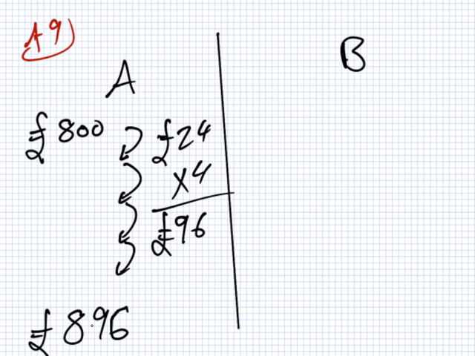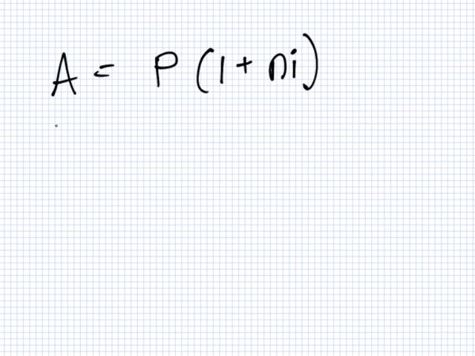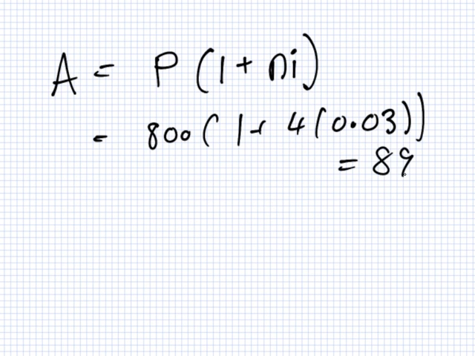Let me see if we utilize the formula, you should get the same. In the simple interest formula, the amount you have is the principal amount, which is 800, times 1 plus n times i. So in this case it will be 800 times 1 plus 4 times 0.03, which is also 896.